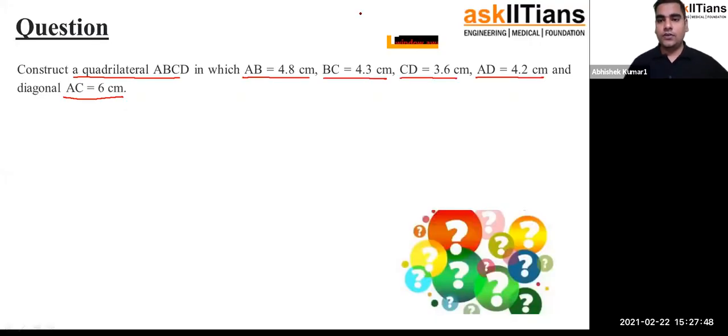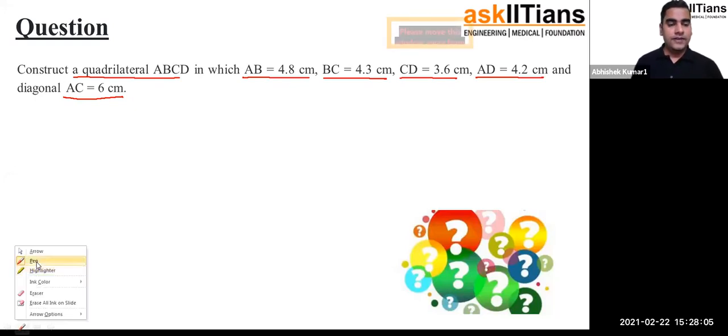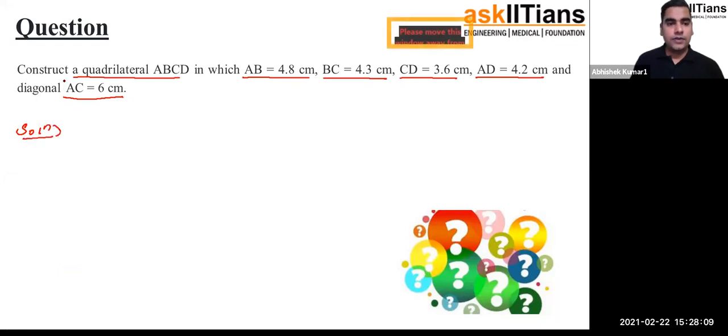All right. So let's see what can be done here and how we can draw this particular quadrilateral. First I will be drawing this diagonal, AC, and the length of AC is equal to 6 centimeter. So let's say this is your AC, guys. You have to draw AC equal to 6 centimeter using a scale.